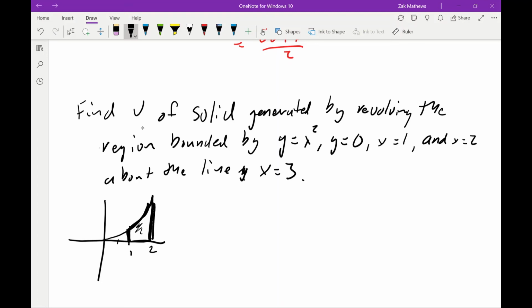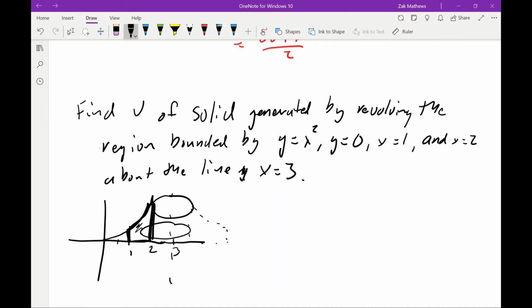And we're revolving it actually around the line x is equal to 3. Excuse me, x is equal to 3. So we're revolving around this dotted line right here, which means we're going to have the other half over here. That's not a great picture, but gives us the idea. And we're doing these revolutions right here. We're going to have this going this way.